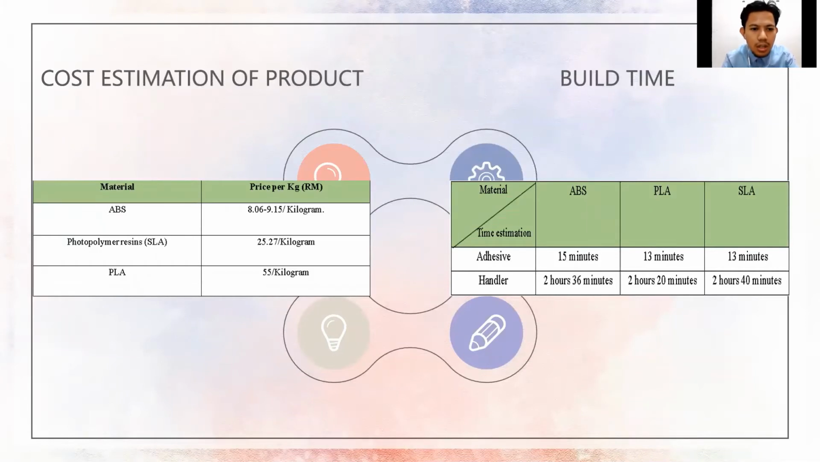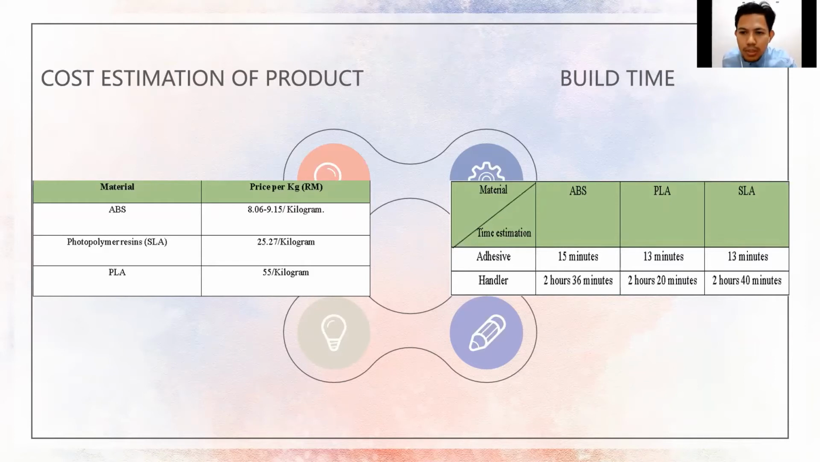Okay, for the cost estimation, we have 3 materials, which are ABS, polymer resin SLA, and PLA. The first one is 8 ringgit 6 cents until 9 ringgit 50 cents per kilogram. And the second is 35 ringgit 37 cents per kilogram and 55 ringgit per kilogram.